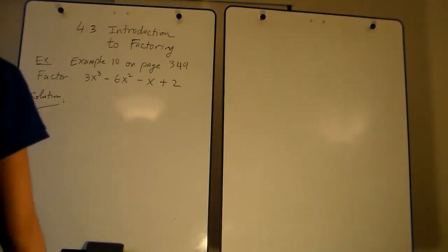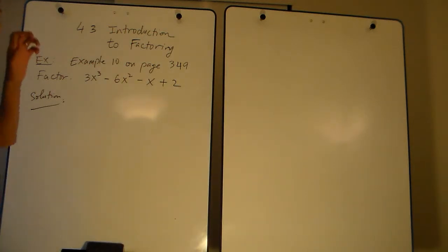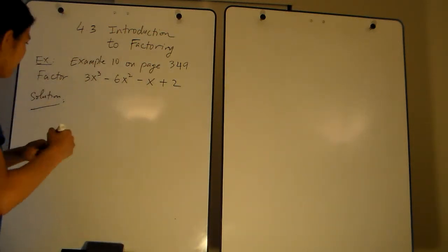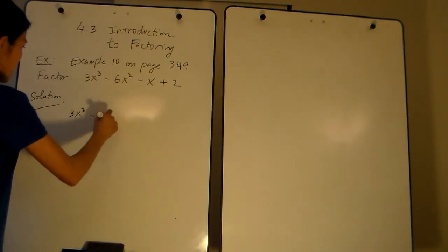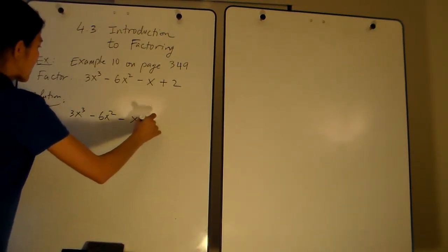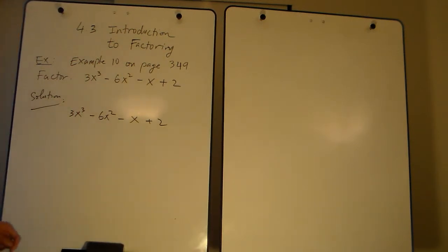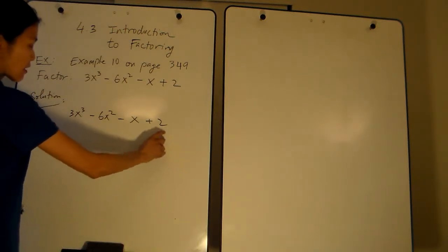Example 10, page 349, factor out 4 terms, okay? 3x to the third power minus 6x squared minus x plus 2. So how do we factor these 4 terms? You know that this is constant, right?